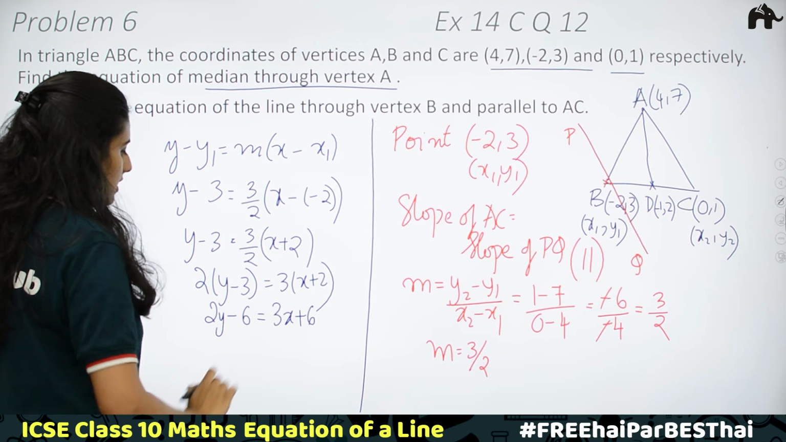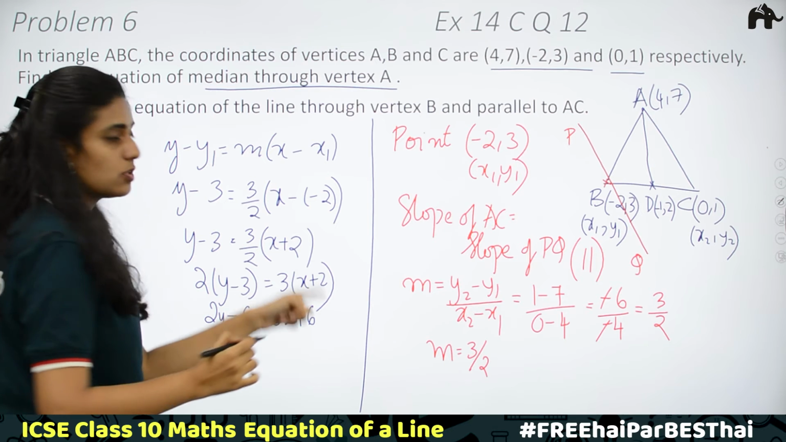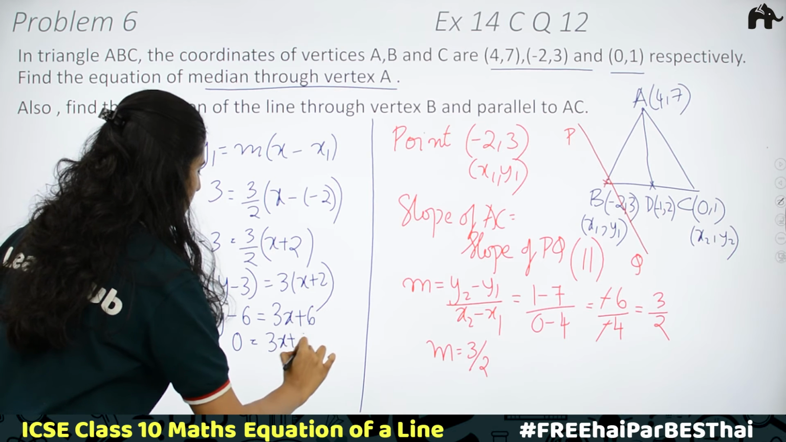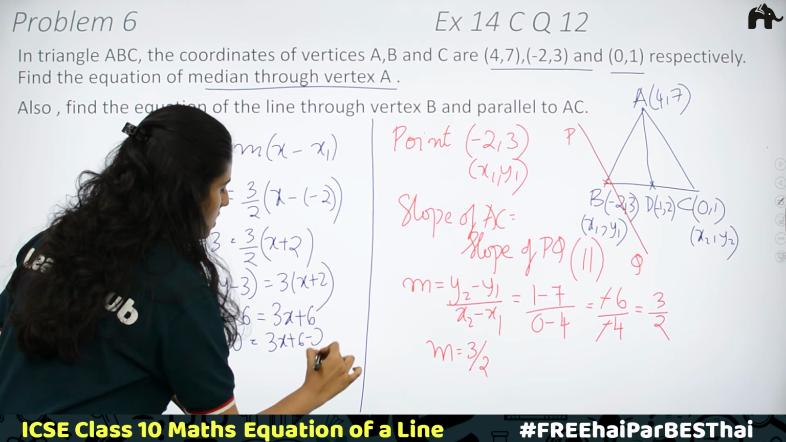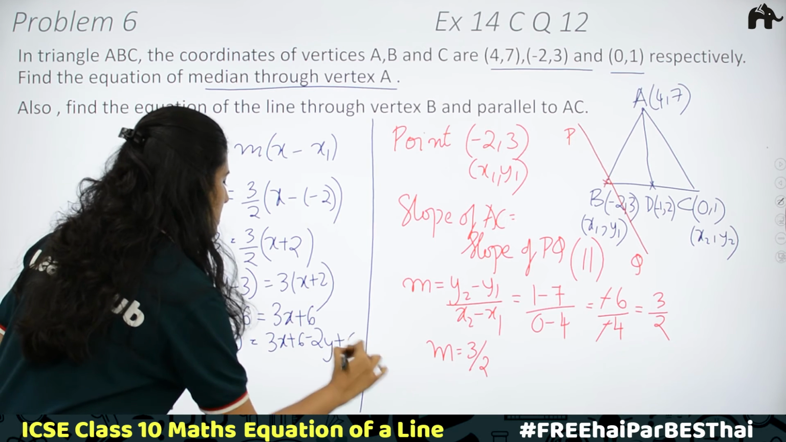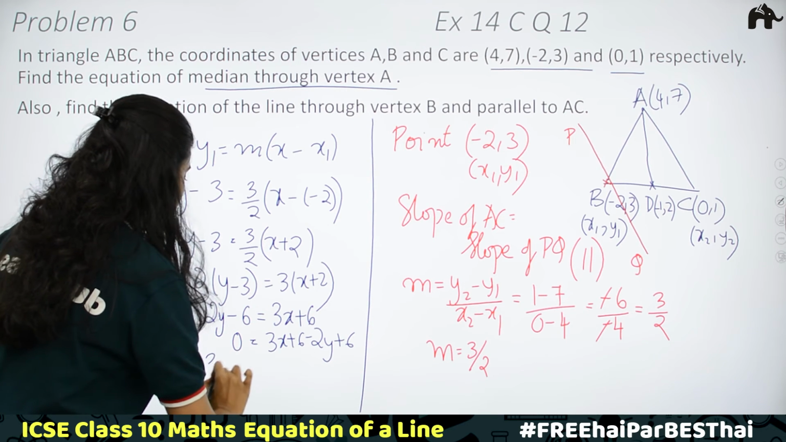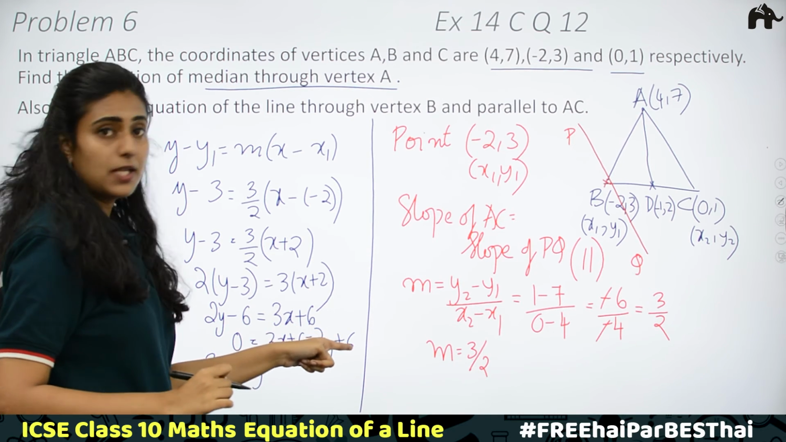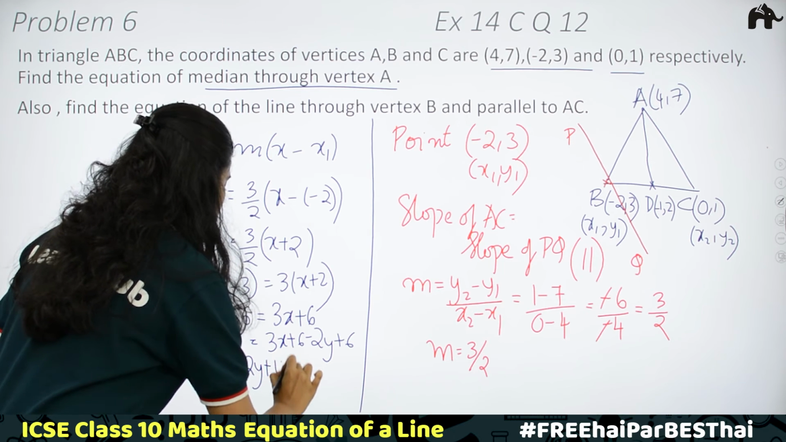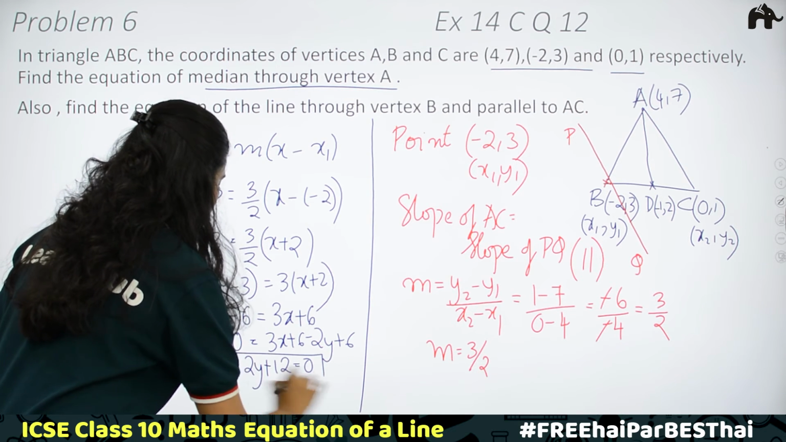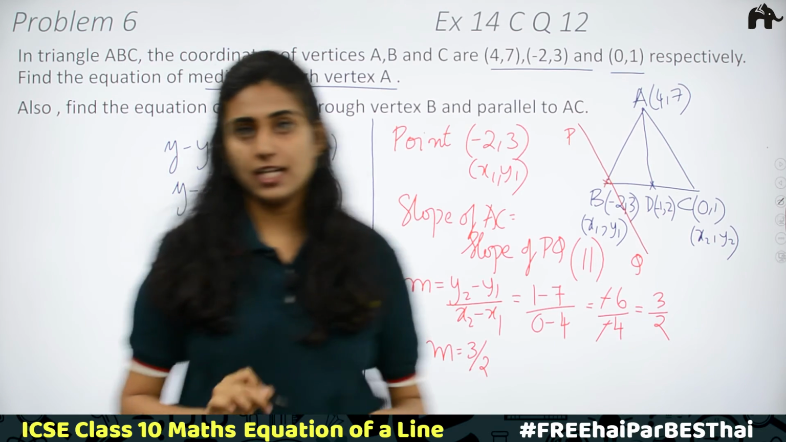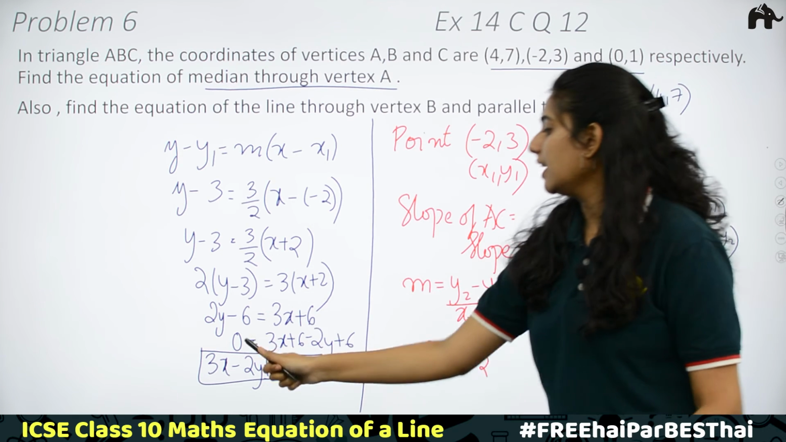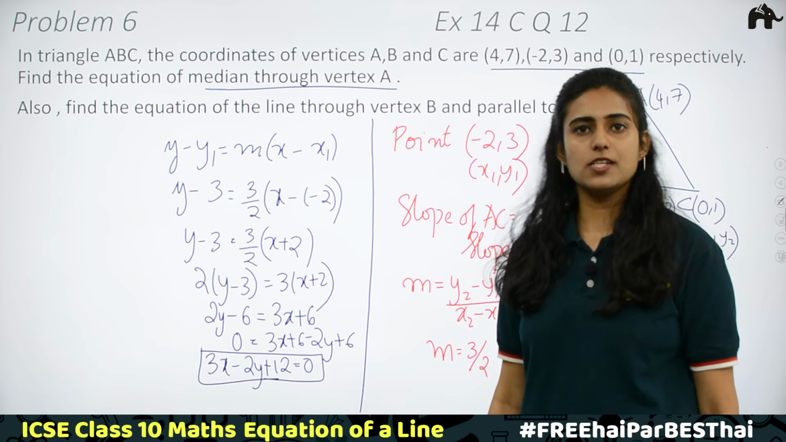Rearranging this, taking 2y and -6 to the opposite side, we get 0 is equal to 3x plus 6. 2y becomes -2y and -6 becomes +6. That is 3x minus 2y plus 6 plus 6, that is plus 12, equal to 0. So, this is the standard form of the equation of the line which is parallel to AC and passing through the vertex B: 3x minus 2y plus 12 is equal to 0.